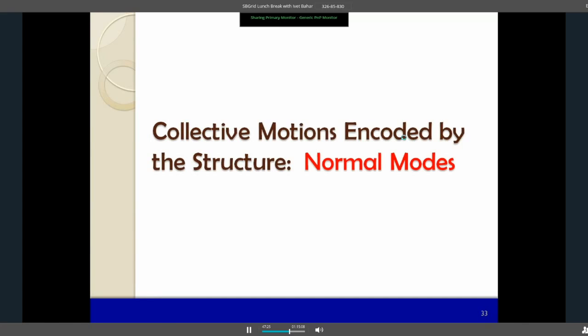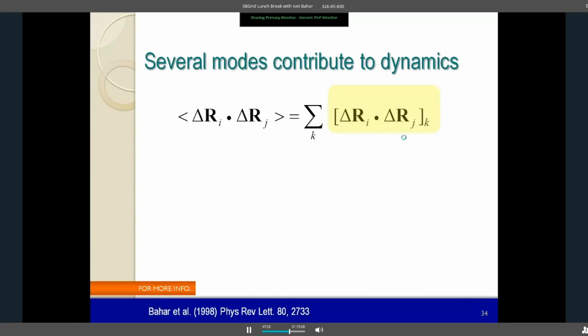More important is the fact that we can decompose the structure into a superposition of normal modes. And I'm going to go a little bit faster here. But as I mentioned, we have the cross correlation given by the ijth element of the inverse of the Kirchhoff matrix, of course, multiplied by a proportionality constant. Gamma is the uniform force constant that we use for all springs.